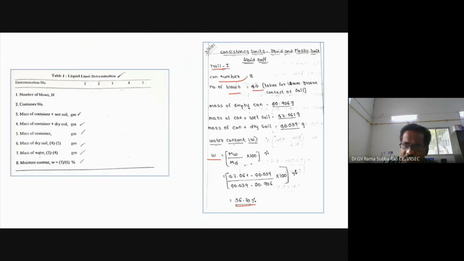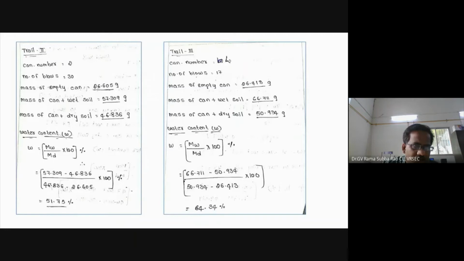Similarly, repeat the procedure. Here in trial 2, we have taken another can, number 2. The number of blows taken is 30. This is the corresponding water content. In trial 3, we are adding water once again. That means in this trial we want to determine the water content once again with the addition of a few more water. Here you can see the can number and the number of blows, this time 17. So we have done 3 trials.